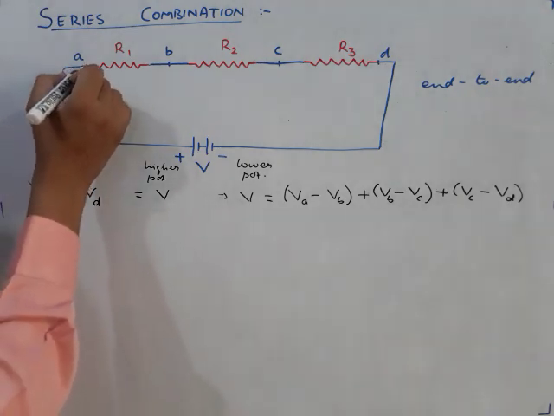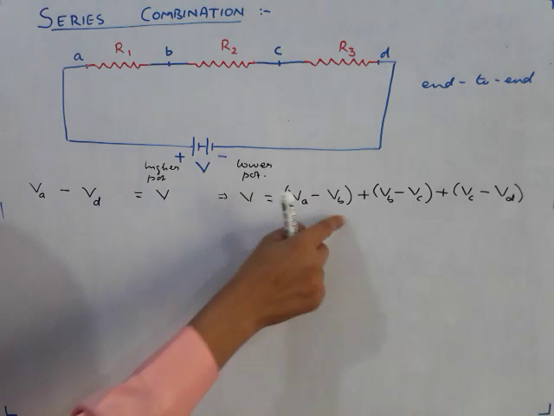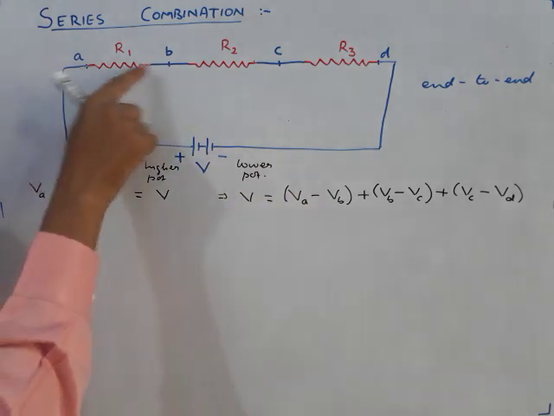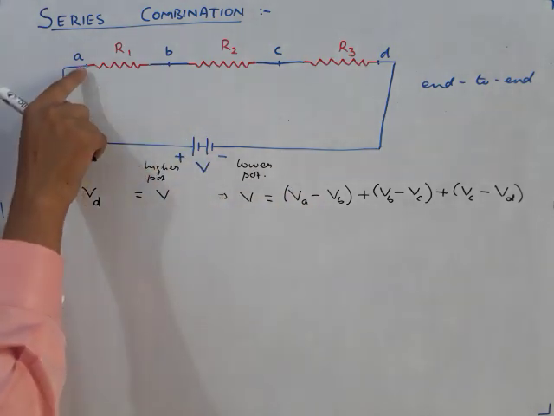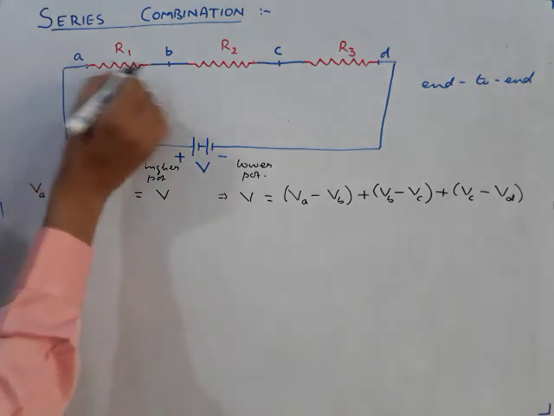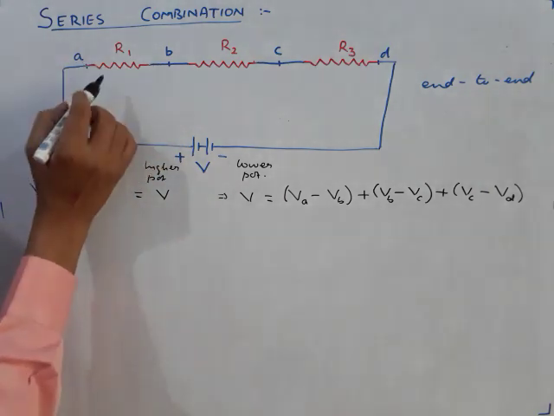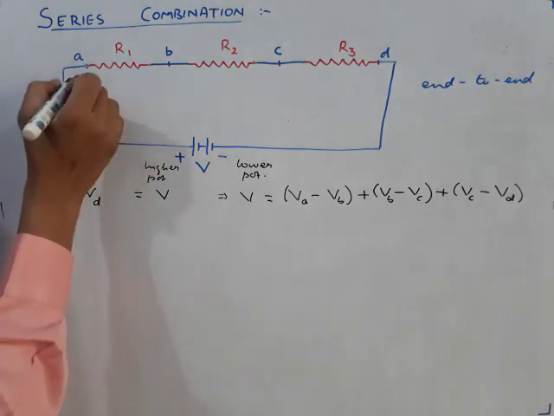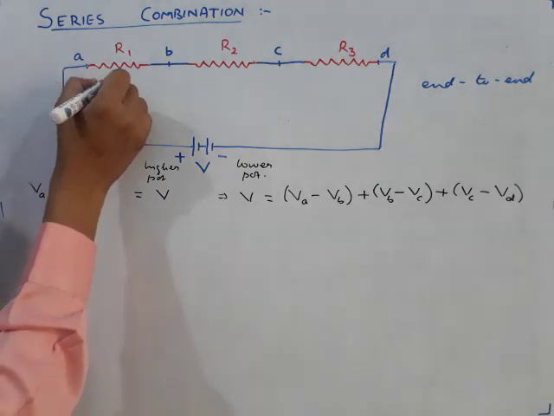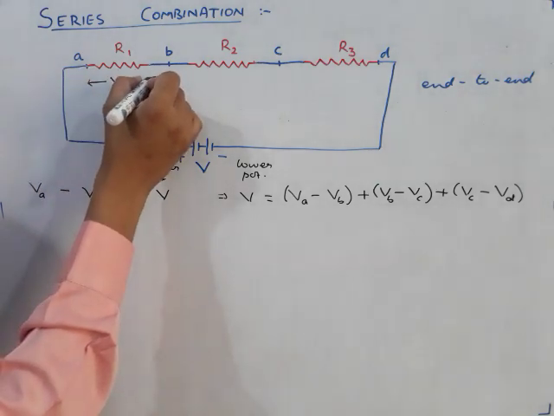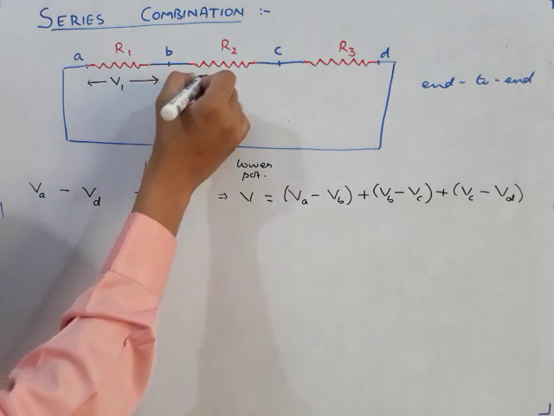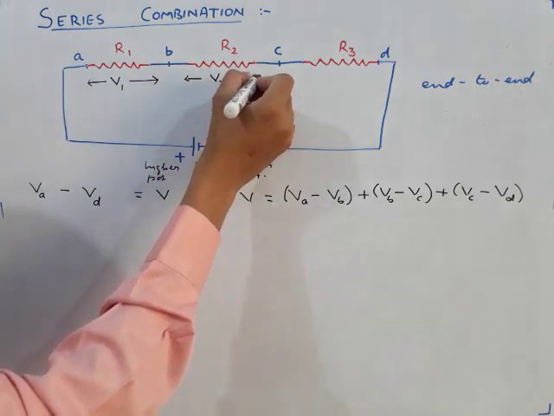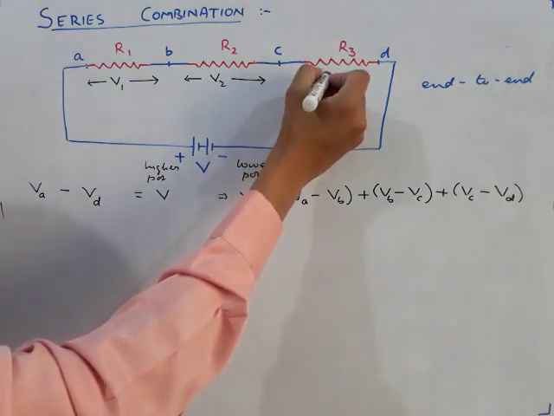Now you see, VA minus VB is the difference in the potentials at points A and B. So potential difference between these two points. These two points are nothing but the ends of first resistor of resistance R1. So suppose this potential difference across R1 I write as V1. Likewise, V2 and V3 with the potential difference across R2 and R3.